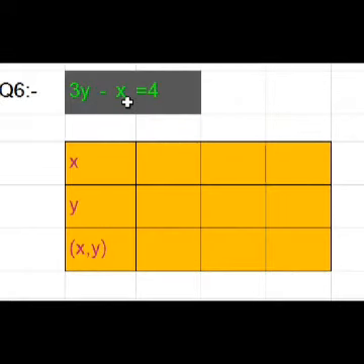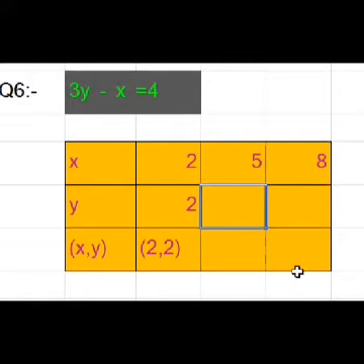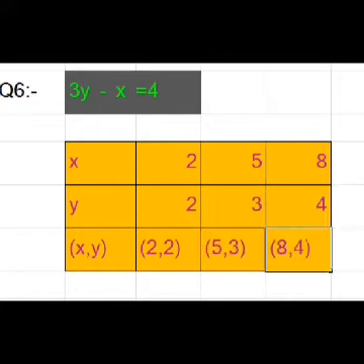Coefficient of y is 3 and x is minus 1. 3 minus 1 is equal to 2. 4 divided by 2 is equal to 2. Take this value in both the x and y columns. 2 plus 3 is equal to 5. 5 plus 3 is equal to 8. We can find the second value of y by the coefficient of x. 2 plus 1 is equal to 3, 3 plus 1 is equal to 4. Now complete the table: 5, 3, 8, 4.